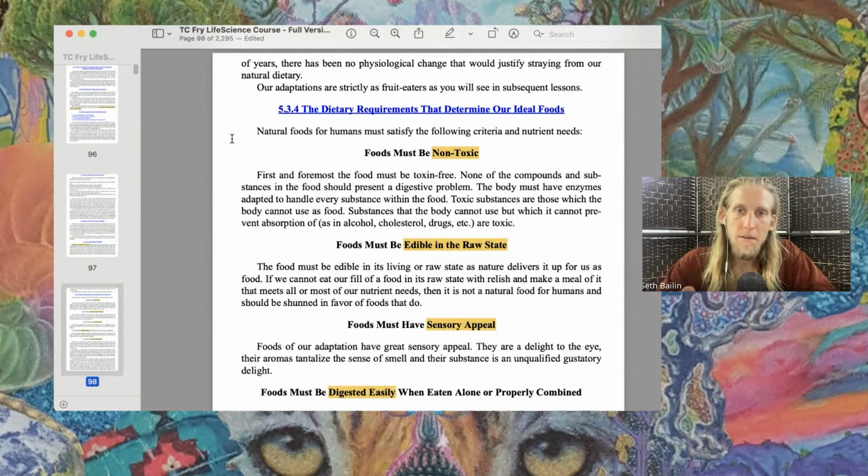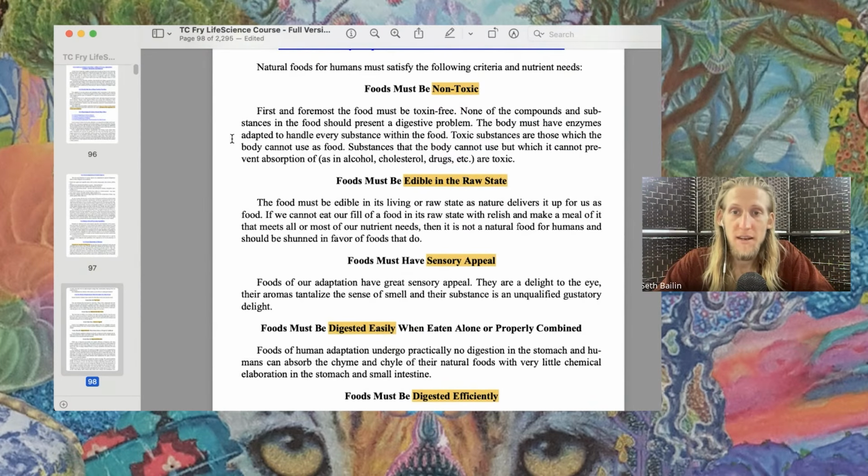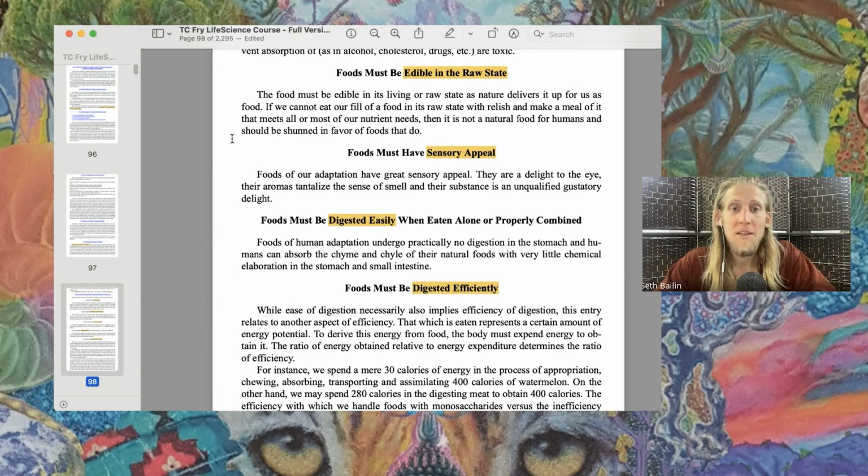Okay, here are the dietary requirements that determine the ideal food for humans. Foods must be non-toxic, so no element of the food which burns dirty or which poisons the body. Foods must be edible in the raw state. If it's good enough for every animal on earth, it should be good enough for humans, no? Foods must have sensory appeal. Fruits are extremely brightly colored, they smell good, they feel good on your hands.